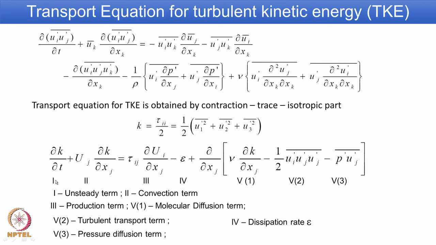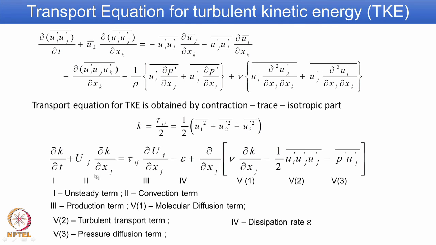Now, in this equation again we have multiple terms. First term is the unsteady term, second term is a convection term, third term, which is the first term on the right hand side, is a production term, fourth term is a dissipation term, and there are three subterms in the fifth term. The first is a molecular diffusion term, the second is a turbulent diffusion term, and the third is a pressure diffusion term. Let me give some more explanation.